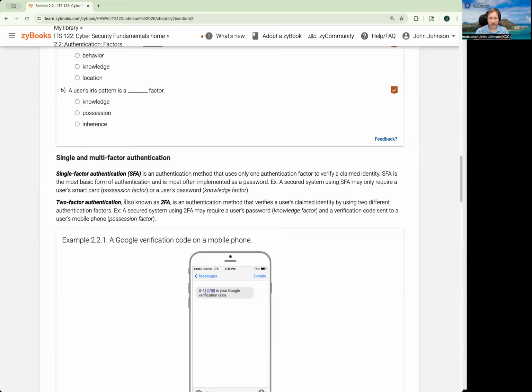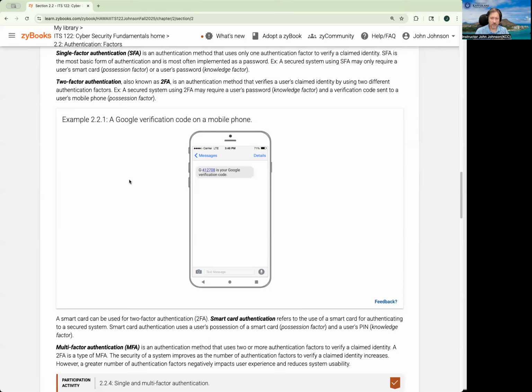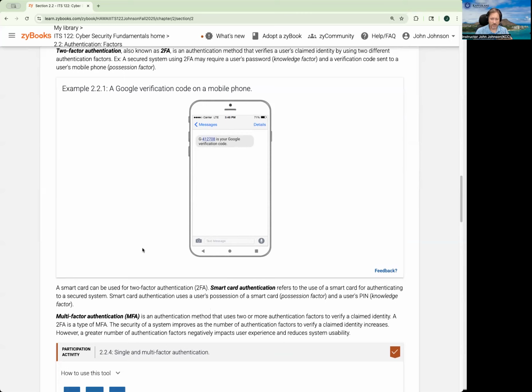The other thing we have is two-factor authentication, known as 2FA. 2FA is an authentication method that verifies a user's claimed identity by using two different authentication factors. An example is a secured system using 2FA that may require a password and then a verification code that they send to a mobile phone, kind of like the example I gave you of a bank. Here you've got that Google verification code. If you're ever trying to get into Gmail and it wants to verify, it'll also send you the code and you have to type in that code.